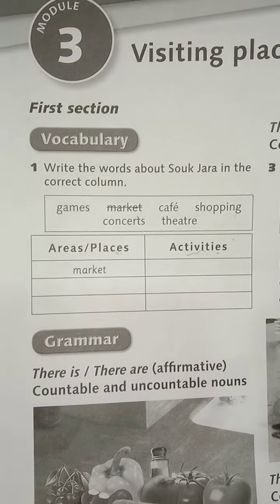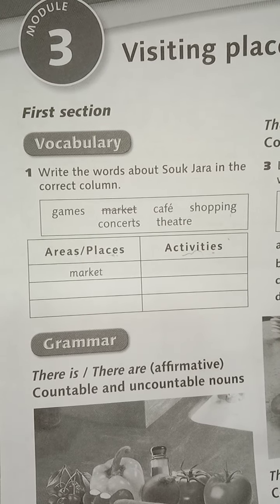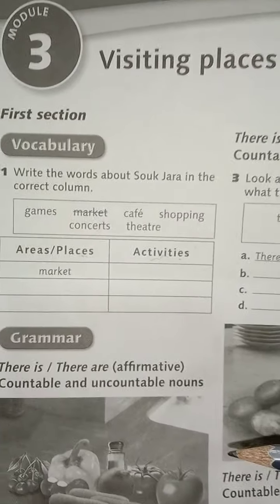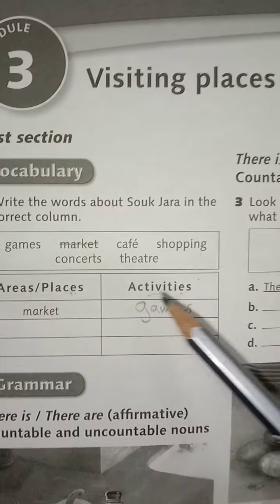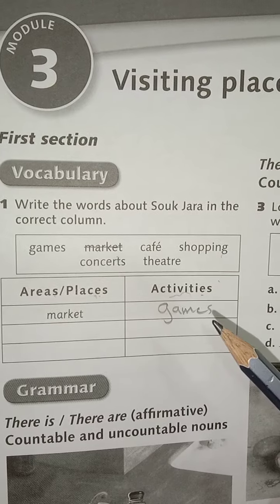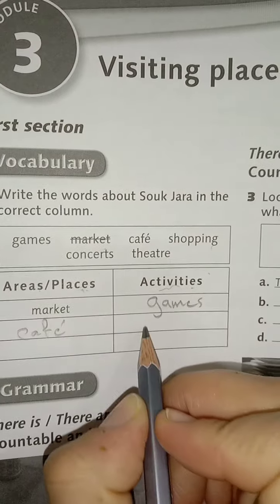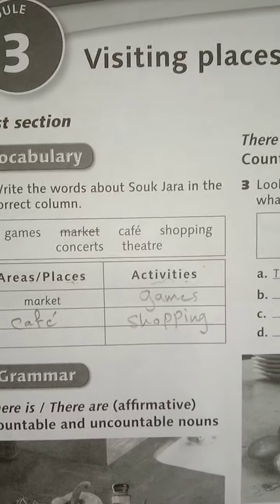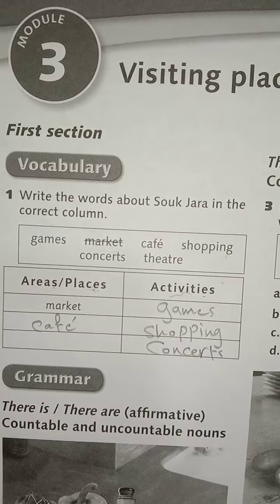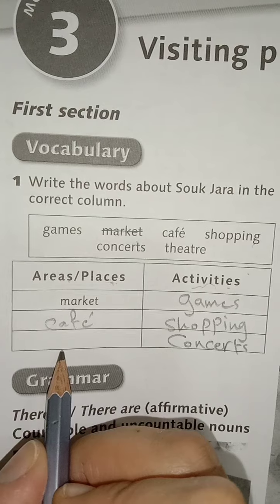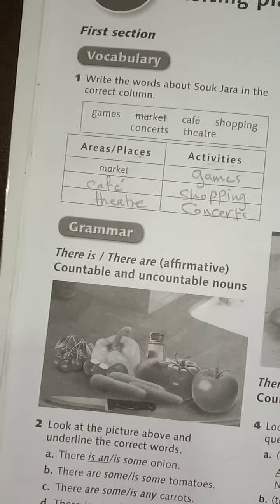Okay? Games, ألعاب, market, سوق, cafe, مقهى, shopping, التسوق, concerts, حفلات, theater, مسرح. So games, of course, activities, صح؟ نلعب. Market, of course, places. And cafe, of course, place. Also shopping, activities, عملية التسوق احنا بنتسوق. So concerts also activities, نشاطات، نحضر حفلات صح. Also we have theater, it's a place. Okay, this exercise is very easy.